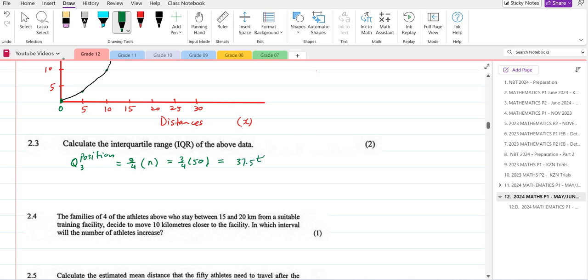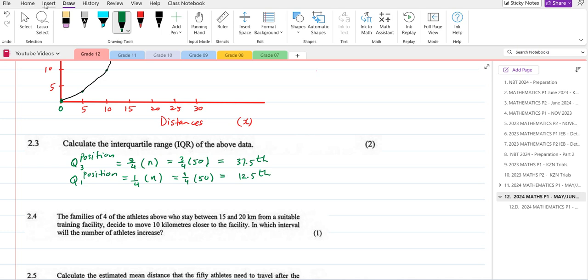37.5. Right, and the Q1 position is equal to a quarter into n, which is 50. Let me just write n here. And the median will be half into n, right? And over here I think you're going to get 12.5.